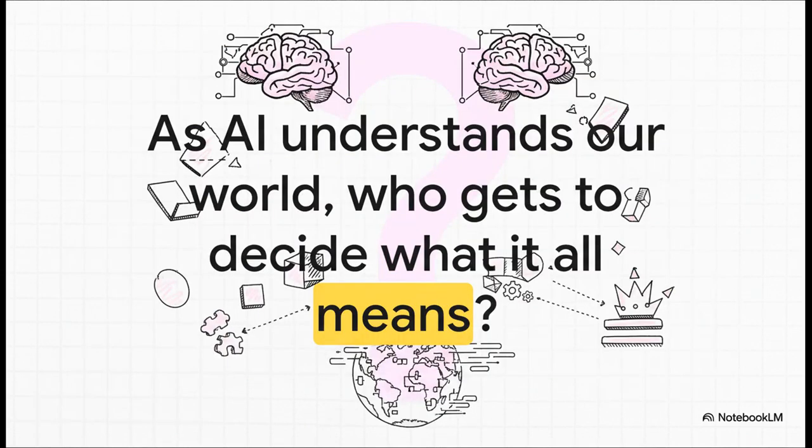And this leaves us with one final and pretty crucial thought. An ontology is, at its heart, a model of the world. It defines what things are and how they relate to each other. So as we build these brains for our AI systems, the choices we make when we design these ontologies, well, they're going to have some profound effects. It leaves us with a critical question. As AI understands more of our world through these structures, who gets to decide what it all means?